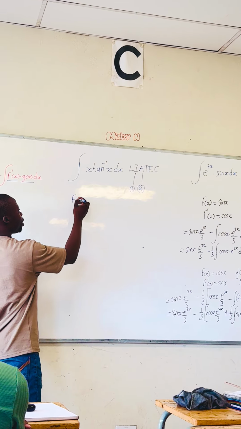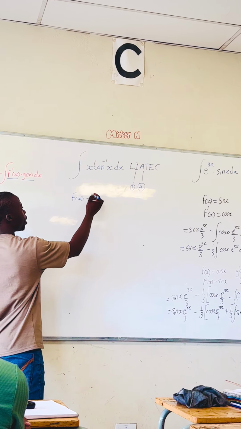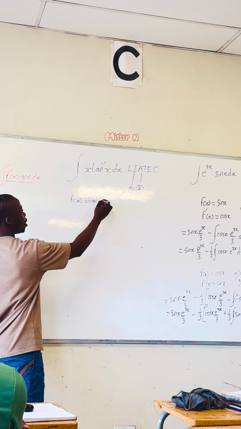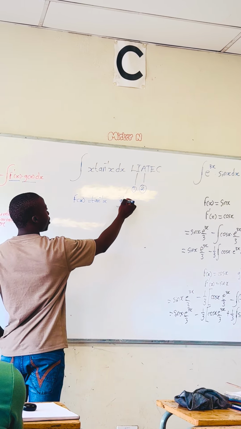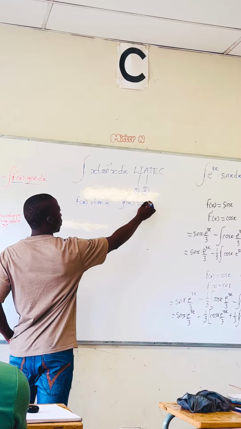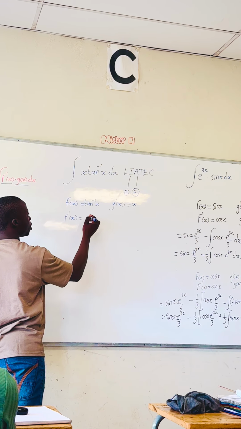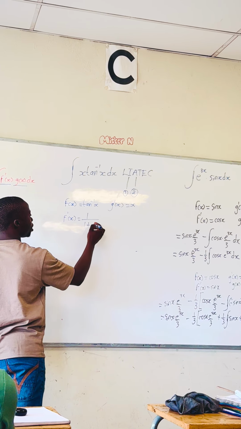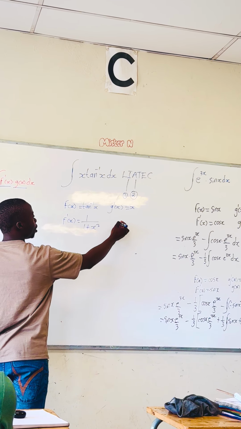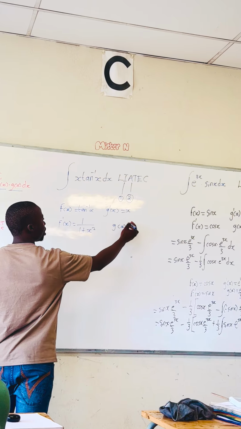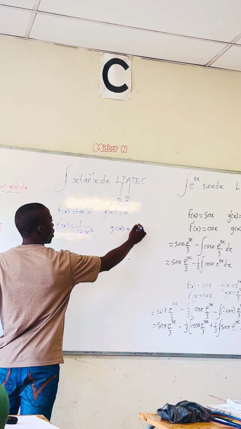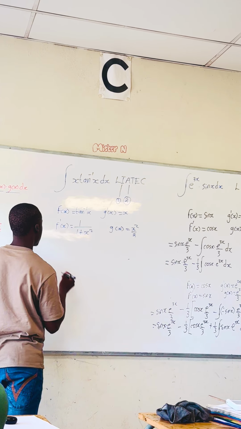So we identify the first function to be our f of x, which is the inverse. We also identify the second function to be our what? Our g prime. So what is the derivative of this? This is 1 over 1 plus x squared. And this one, integrated, becomes x squared over 2.